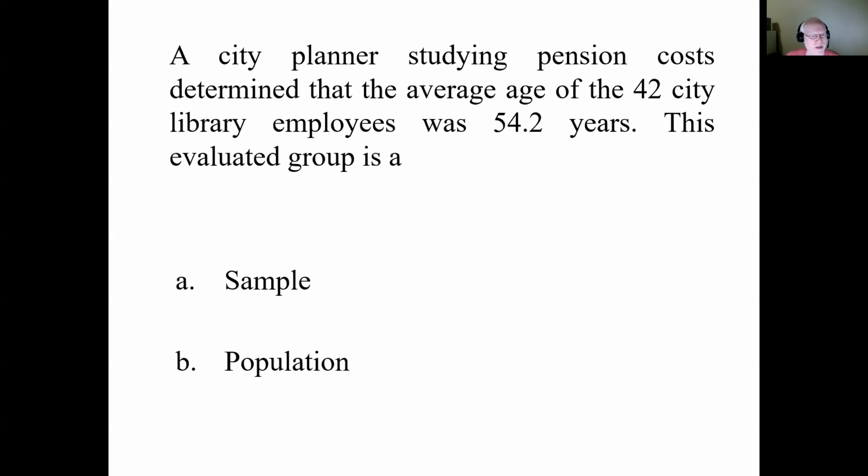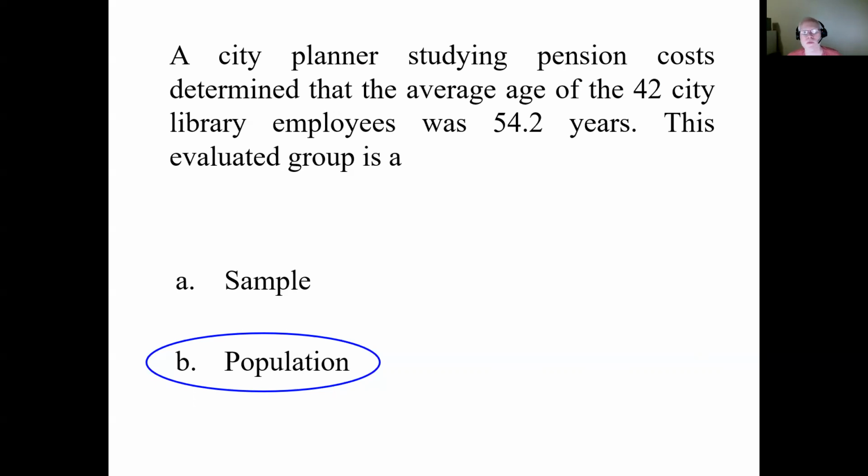So again, a city planner studying pension costs determined that the average age of 42 city library employees was 54.2 years. This evaluated group is a sample or population. In this case, it is a population. So the city planner has looked at all of the different employees, the 42 city library employees. They got a full list of all of the employees and had their ages. And because they had the full list of everyone who's employed there, they have the entire population.